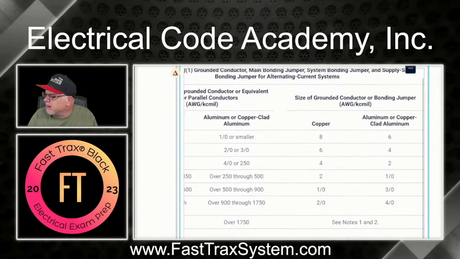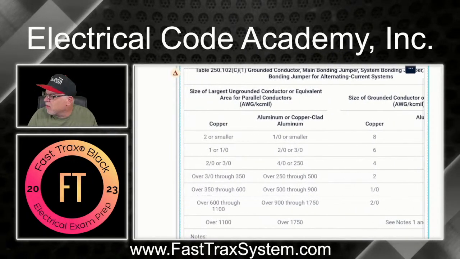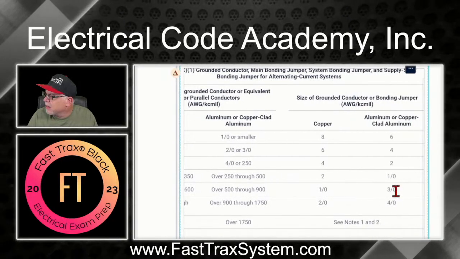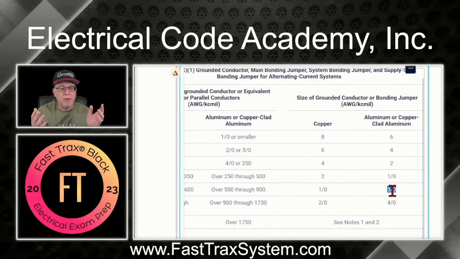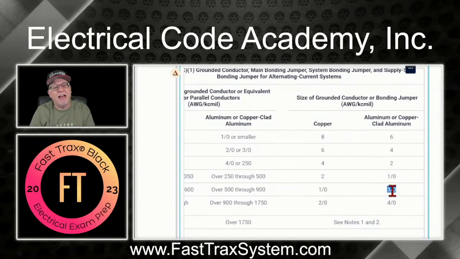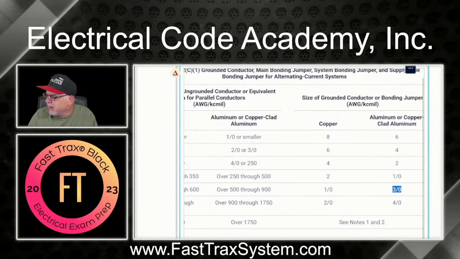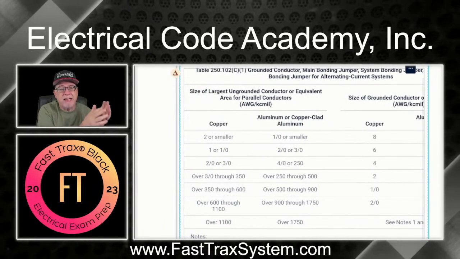Let's see, is that right? Let me make sure I'm looking at it right. Hold on. There we go. Okay, yep, 700. No, excuse me. It'd be a 1/0 copper or a 3/0 aluminum. Okay, and that would be the size of our grounded conductor in that one single raceway.